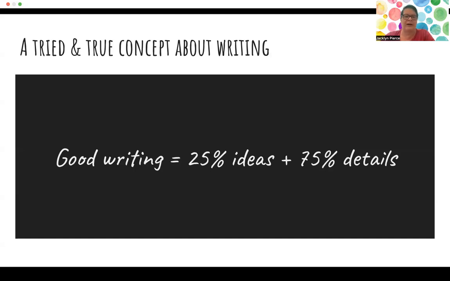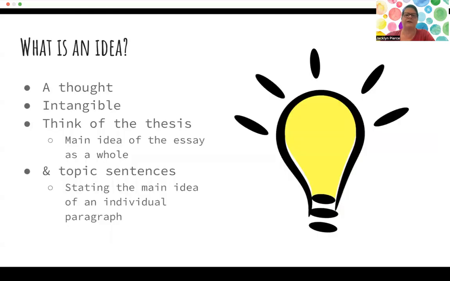So what do we mean? What are ideas? What are details? What's the difference? So the first thing, of course, is definition, right? What is an idea? It's a thought. An idea is something that is intangible. You can't actually hold it in your hand. In an essay or a writing situation, you want to think of the thesis statement, which of course we define as stating the main idea of the essay as a whole, and topic sentences, which we define as stating the main idea of an individual paragraph. So those are the ideas.